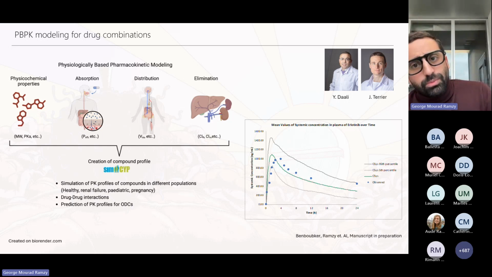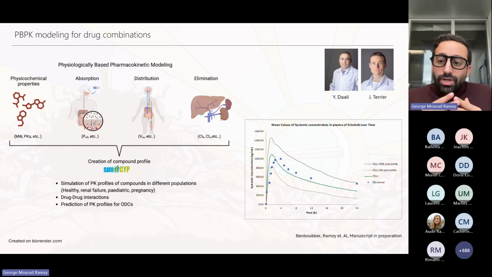So this is why we started this collaboration and this platform of physiologically based pharmacokinetics. It's as if we are predicting the pharmacokinetic profile of these drugs within a whole organism. The first step is to create a compound profile for each drug. To do so, we do an advanced literature search for physicochemical properties like the molecular weight, pKa, etc., but also the published ADME parameters: absorption, distribution, and elimination.